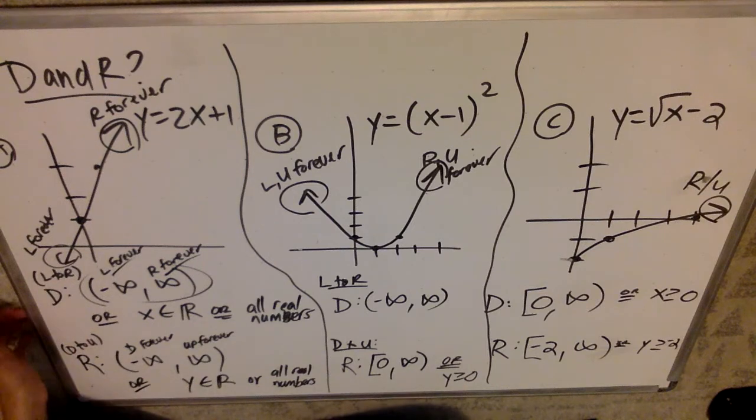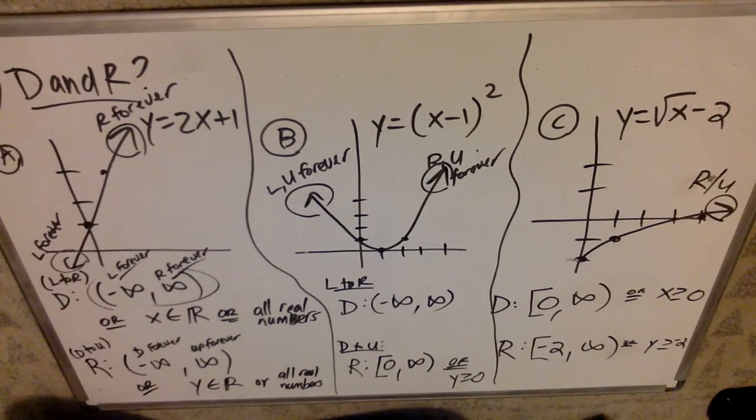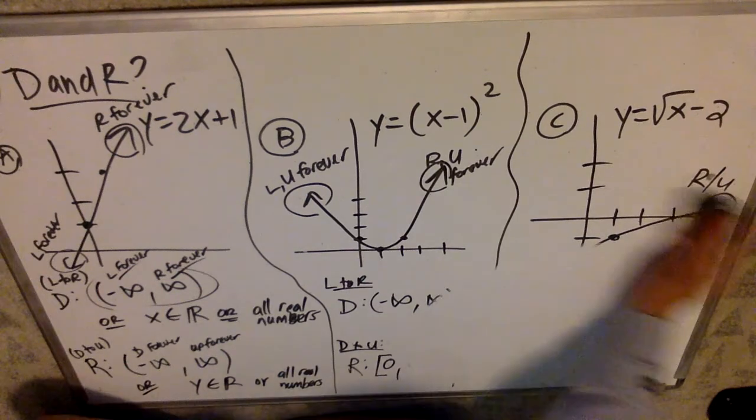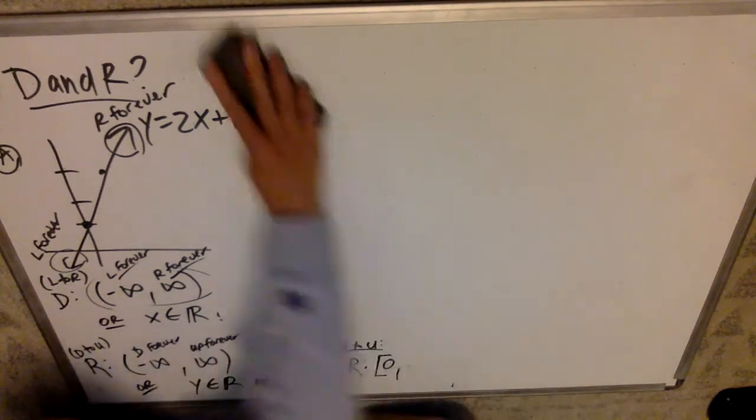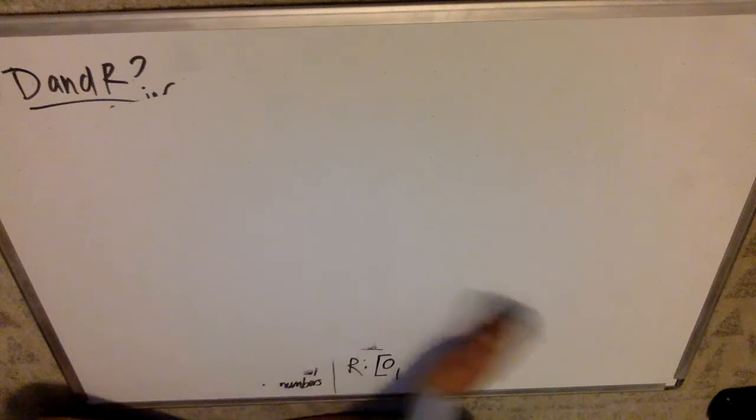So I'm going to give you a P5 to try, and then we'll go from there. So again, you're going to find my domain and range. I'm going to give you some graphs. It's good times.